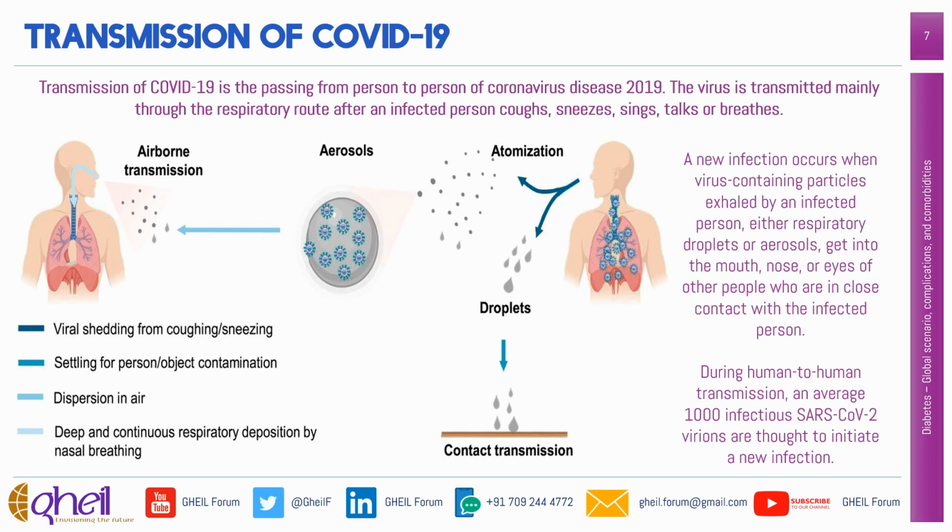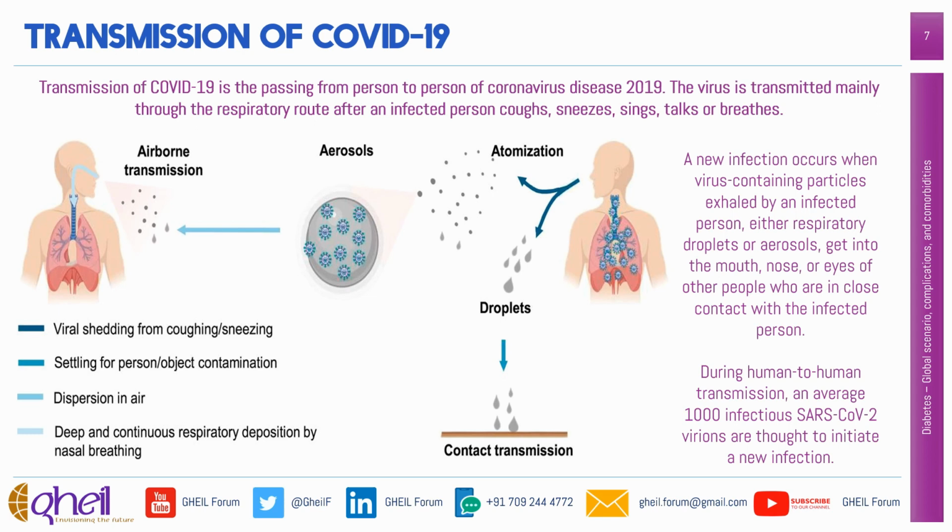Transmission of COVID-19. Transmission of COVID-19 is the passing from person to person of coronavirus disease 2019. The virus is transmitted mainly through the respiratory route after an infected person coughs, sneezes, sings, talks or breathes. A new infection occurs when virus-containing particles exhaled by an infected person, either respiratory droplets or aerosols, get into the mouth, nose, or eyes of other people who are in close contact with the infected person.